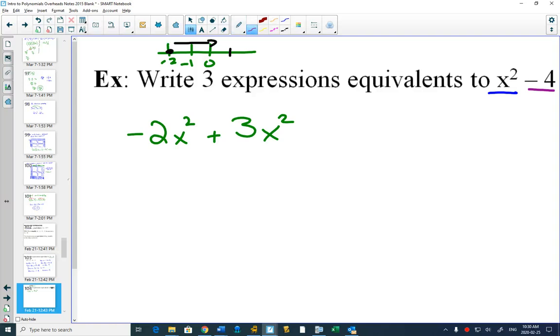What did you have for that? Negative 2. And another negative 2. Perfect. There's 1. Aiden.